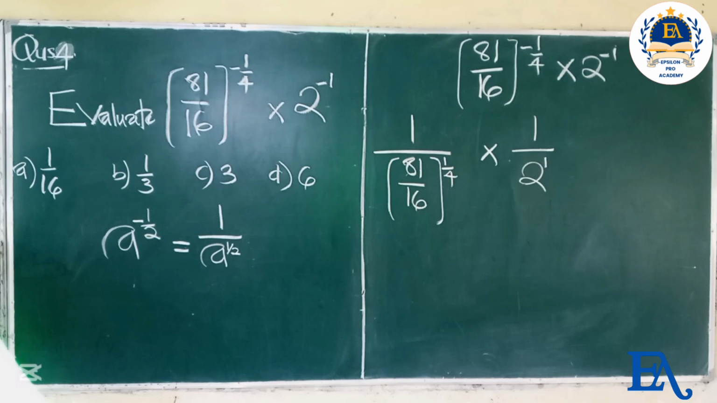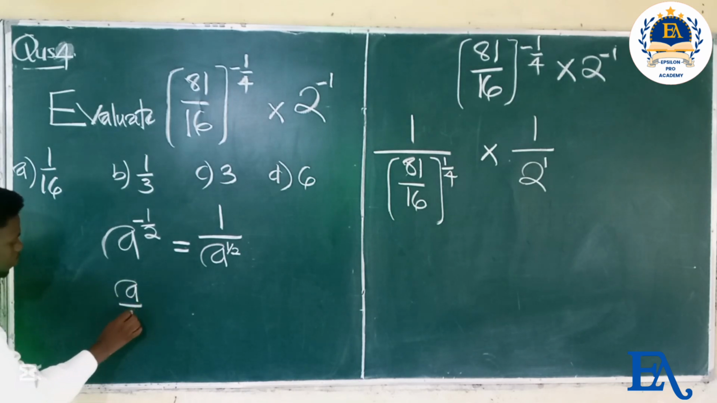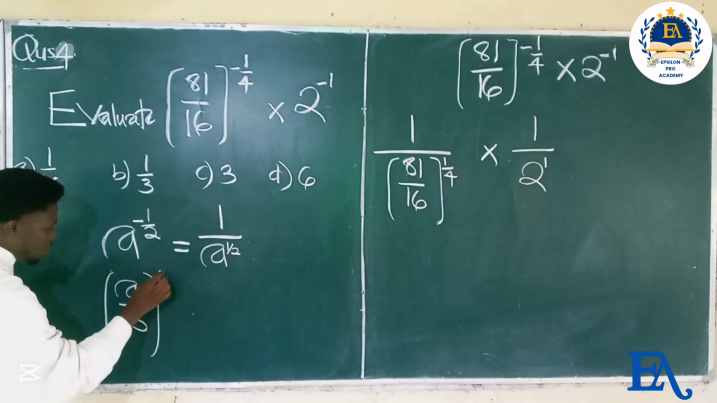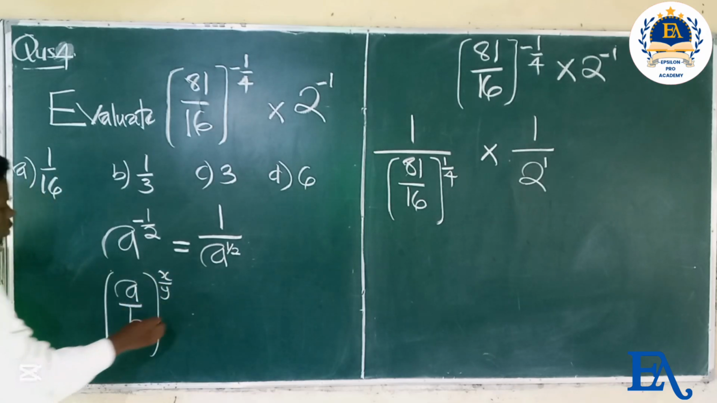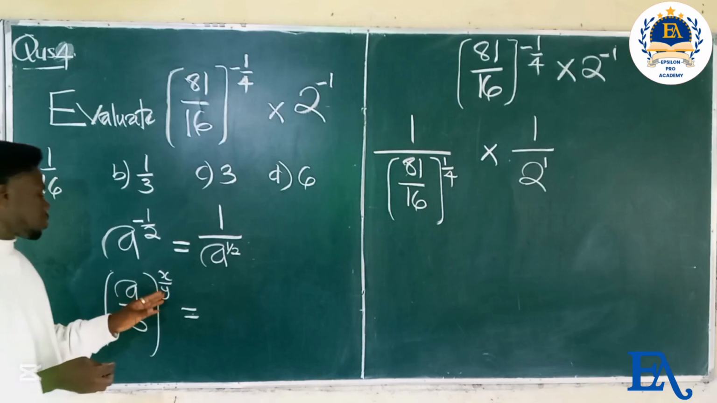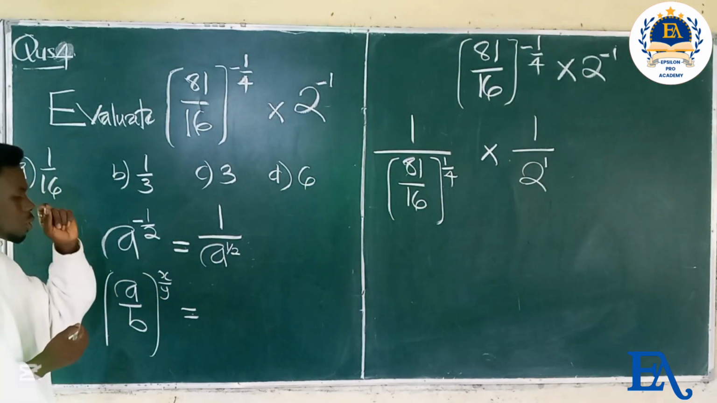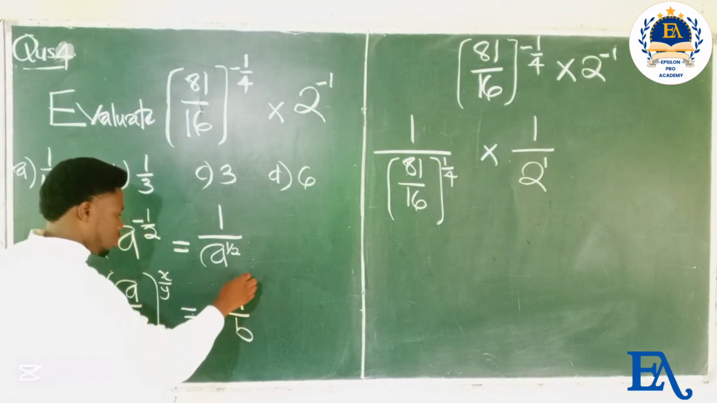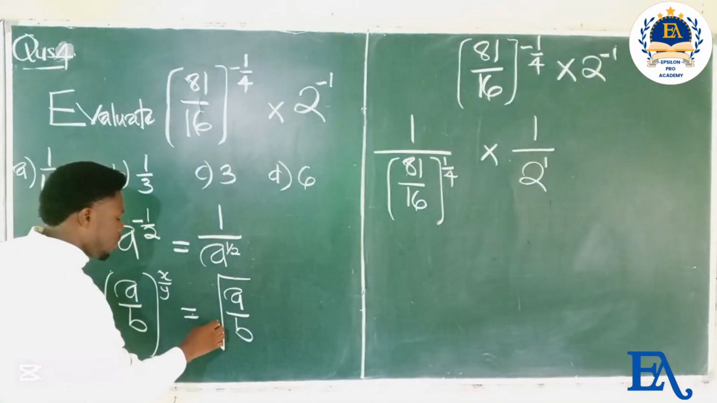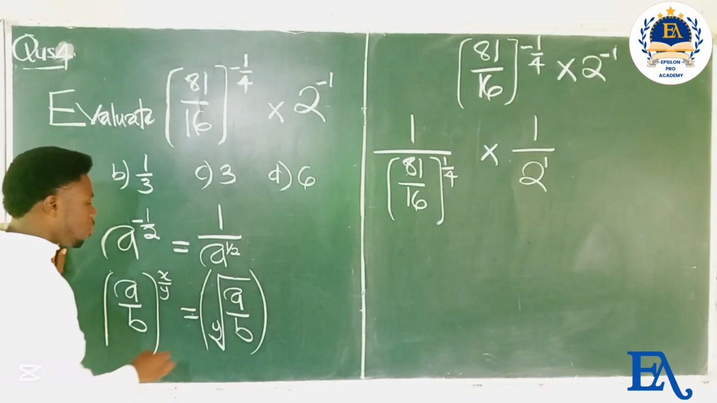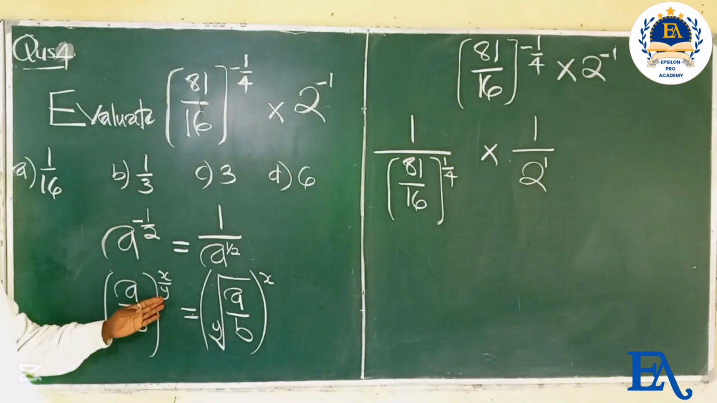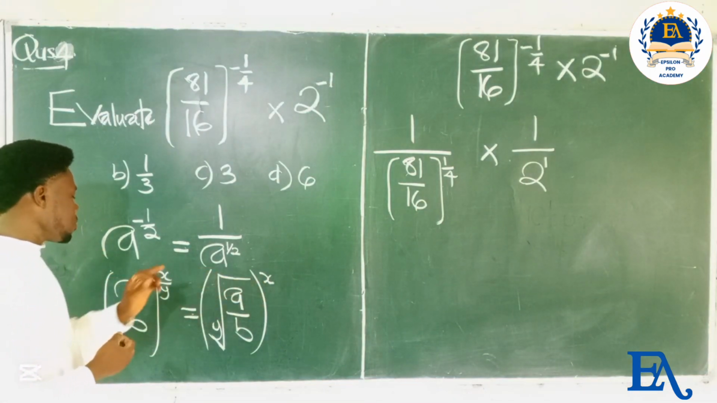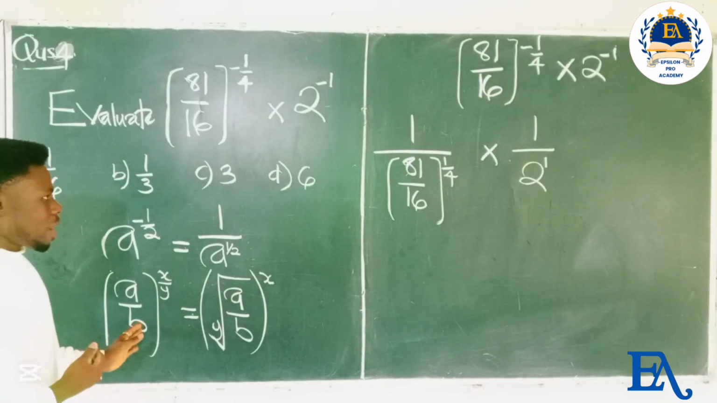In fractional index law, if we have A over B raised to a certain power being a fraction, for example, x over y, to express this, it will become the root of the denominator raised to the power of the numerator. That becomes A over B, root y, raised to the power of x. The root becomes the denominator of the index, whereas the power becomes the numerator of the index. We are going to apply this into this.